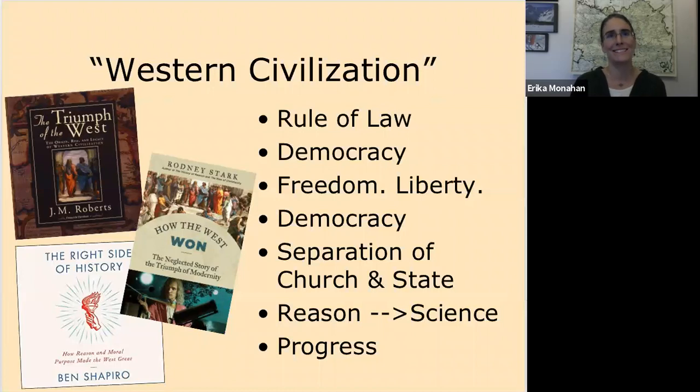Freedom of conscience is a fundamental Western ideal, we might say, and what that looks like is separation of church and state. Western ideals also see themselves as, another Western idea is reason.